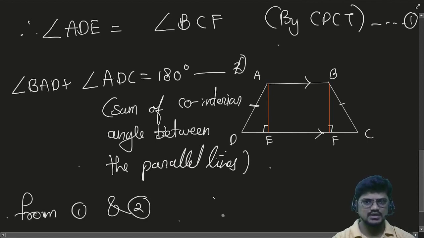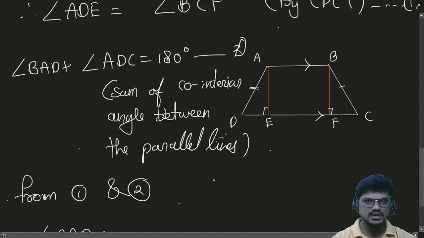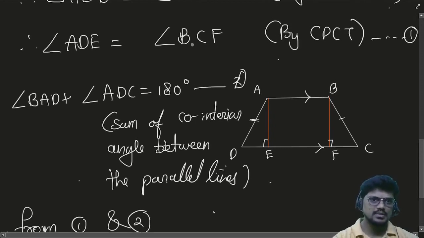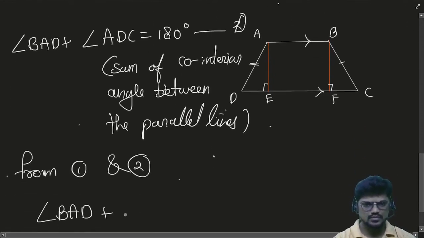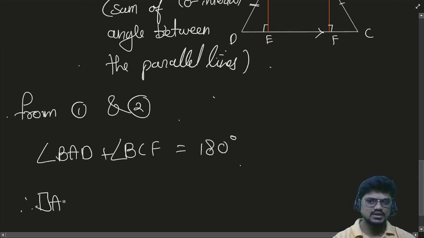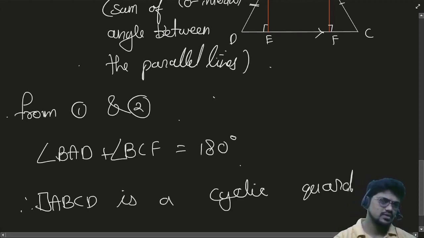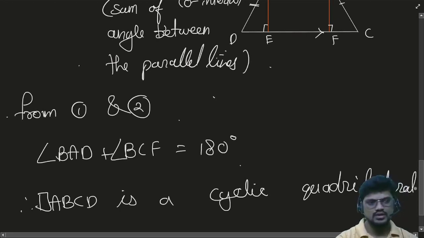can I say angle BAD plus angle ADC, it is given, but you can also write BCF, is equal to 180 degrees. Therefore, I can say quadrilateral ABCD is a cyclic quadrilateral. If the sum of a pair of opposite angles is equal to 180 degrees, then it will be a cyclic quadrilateral only. Yes or no?